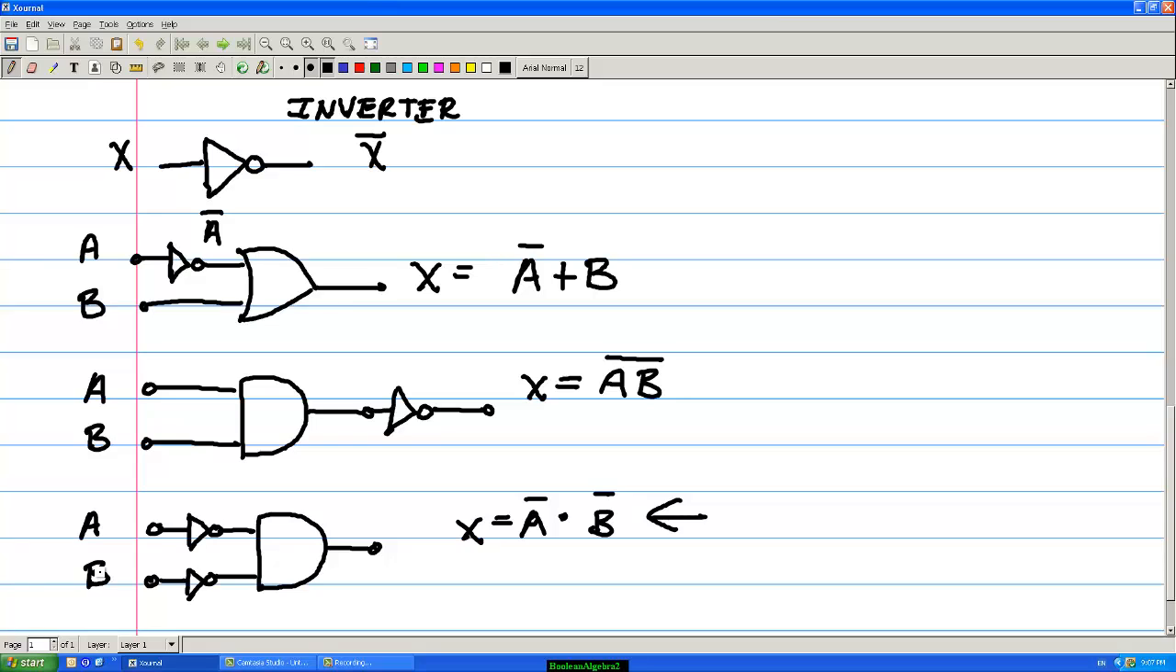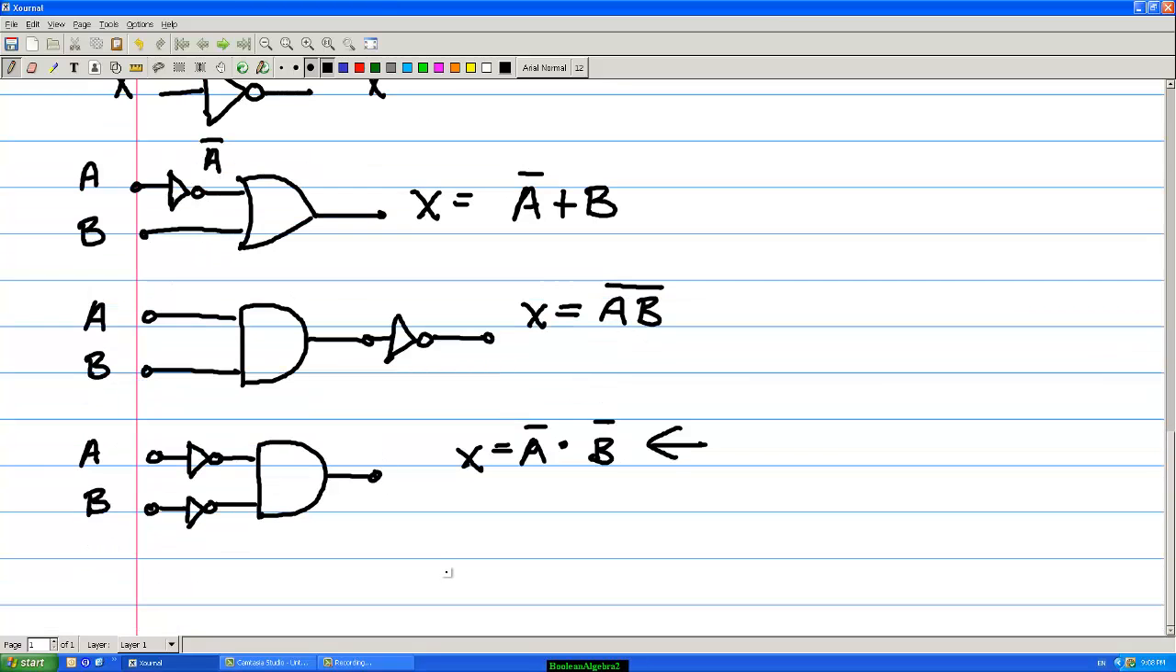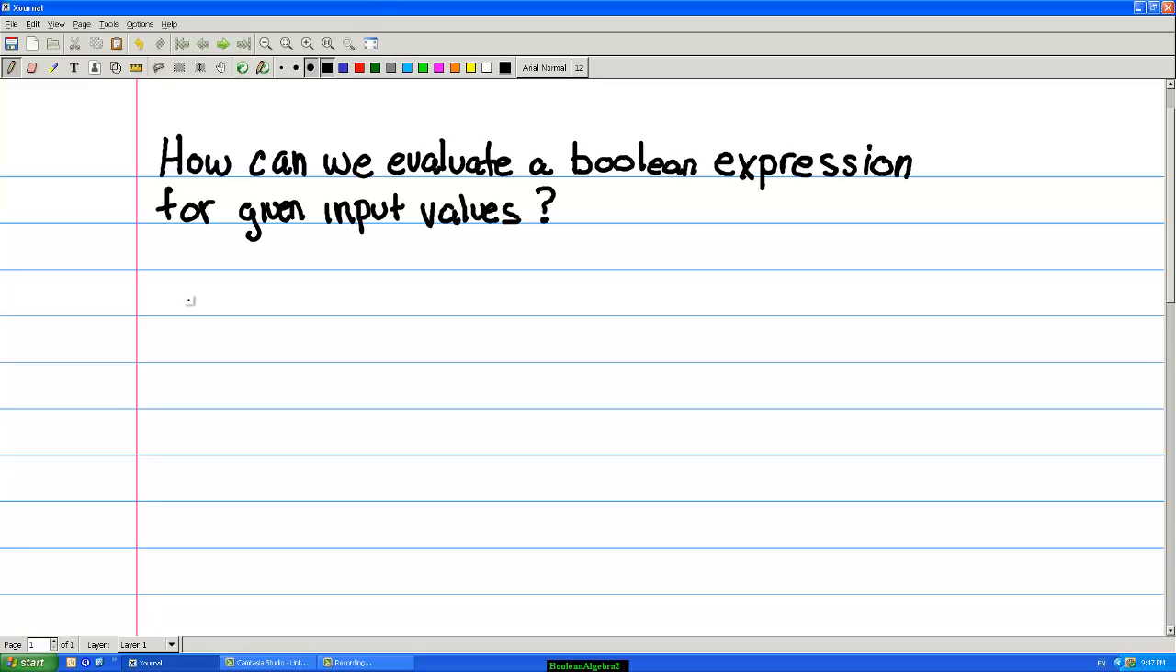And that's an important concept because later we will see why those two are not the same. So it's important that we see that A naught B does not equal A B naught.